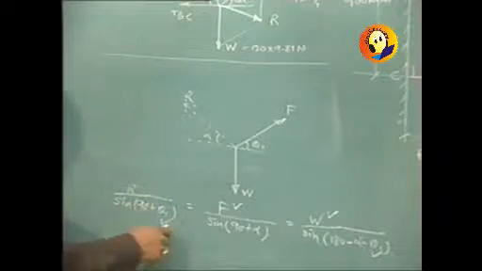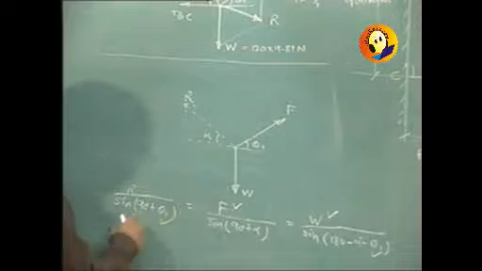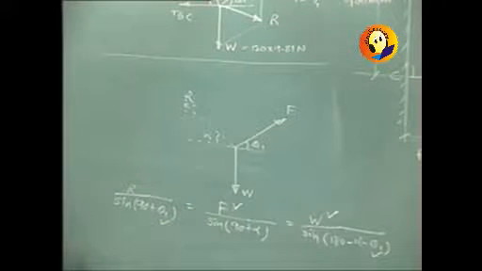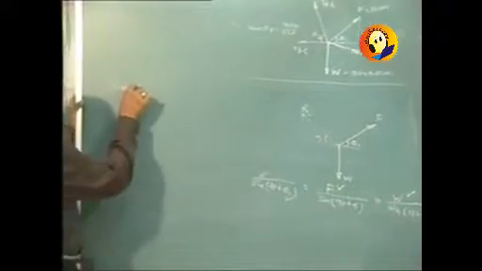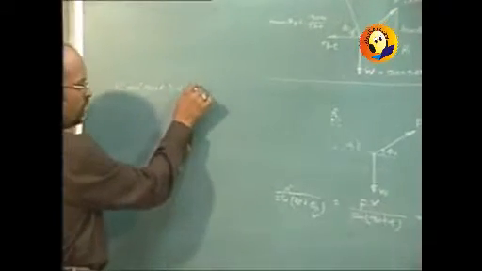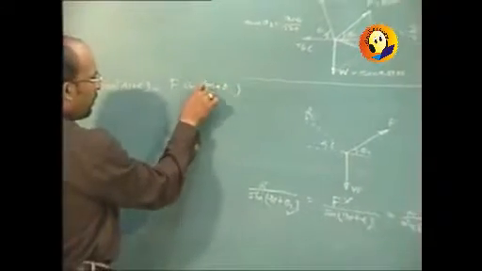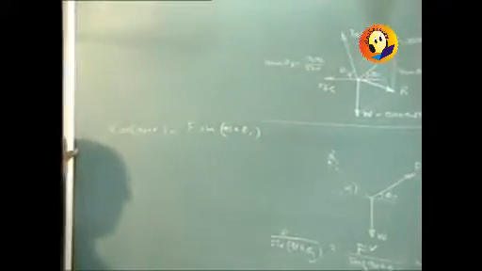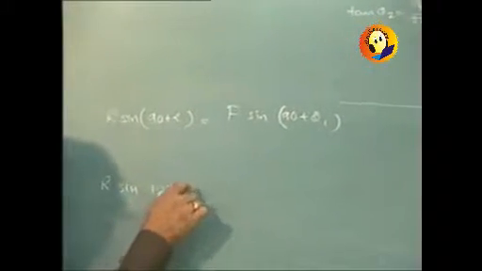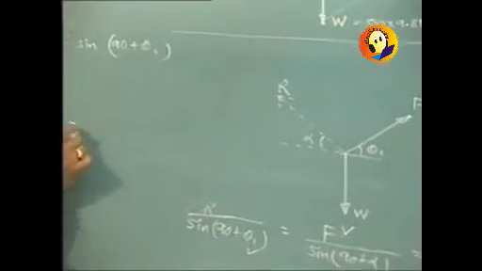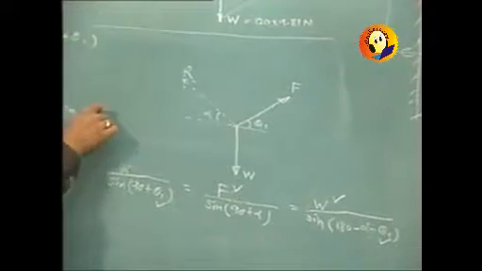This denominator is known to us, these two numerators are known, so I can just take the first and second, first and third and cross multiply to get the equations as R into sine of 90 plus alpha is equal to F into sine of 90 plus theta 1 as the first equation, and R into sine of 180 minus alpha minus theta 1 is equal to W into sine of 90 plus theta 1.